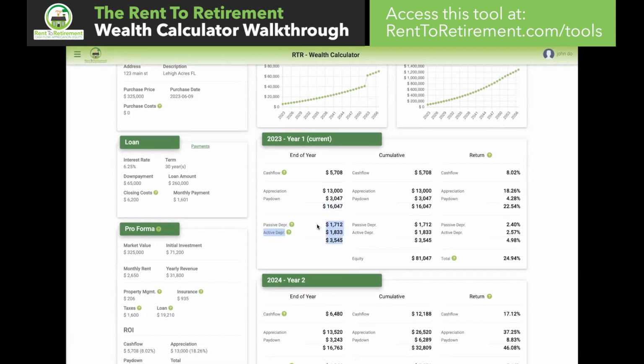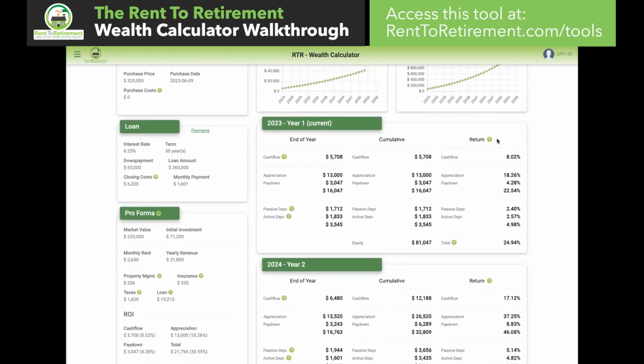And of course, we just talked about the depreciation, right? So I would focus on passive depreciation here. And then cumulative is from time of purchase, and for year one, it will be the exact same, because we've only owned it for 1 year. And then return over here will show the overall return individually and then cumulatively. So you have your cash flow, cash on cash ROI, you have your appreciation, you have your loan pay down, giving your total return based on the equity growth, return on investment, and then your passive depreciation here for your total return on investment.